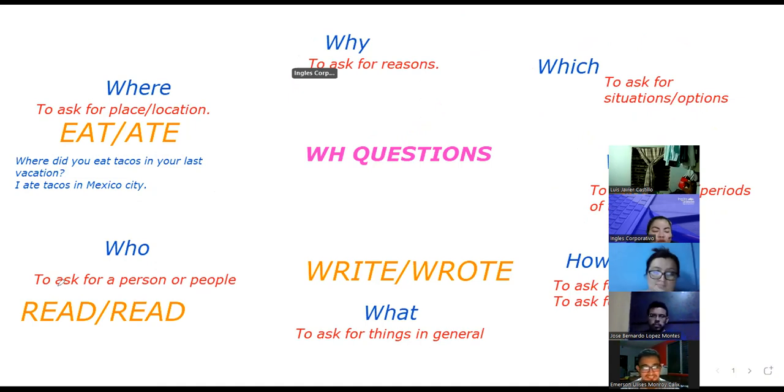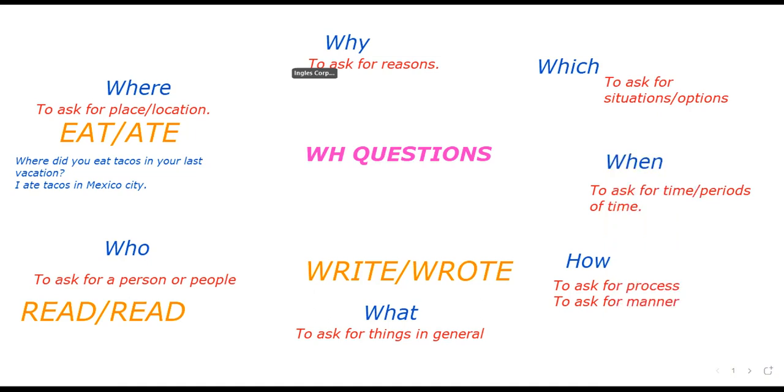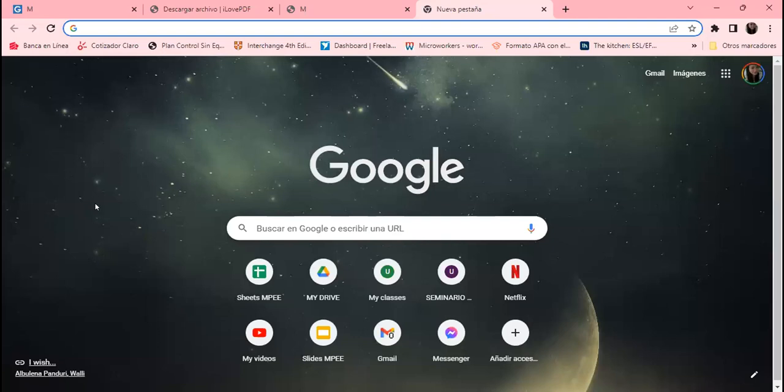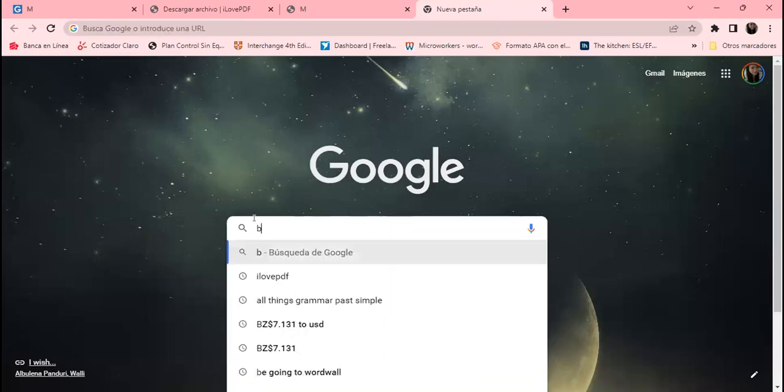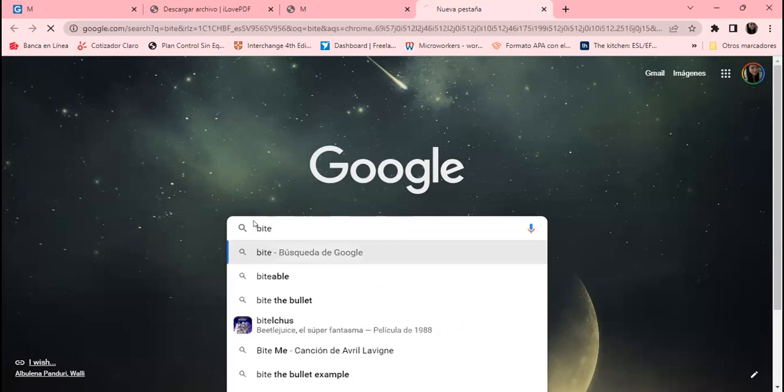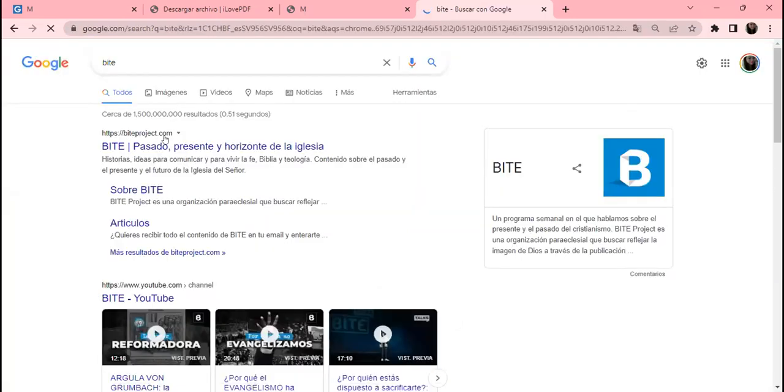So, don't use Google Translator, please. Si usted no sabe una palabra, ¿qué vamos a hacer? Les voy a mostrar. I'm going to open up something here. Okay, this is what we're going to do if we don't know a word. Look at this. Oh, it says bit, okay. Bite, verb.